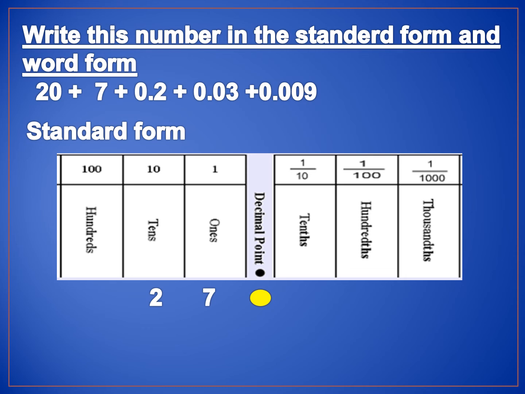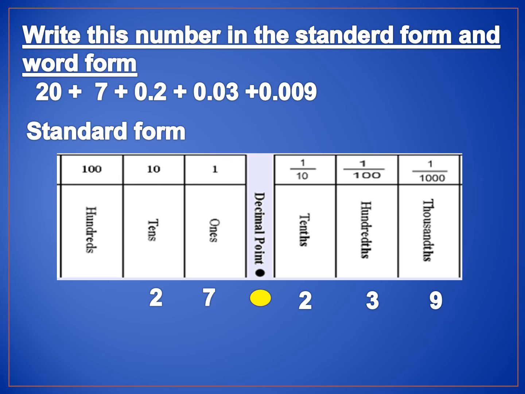Then put here 0.2 means 2 tenths, so put 2 in the tenths place. Then 0.03 means 3 hundredths, so put 3 in the hundredths place. Then 0.009 means 9 thousandths, so put 9 in the thousandths place. So that number will be 27.239. How to read it again?